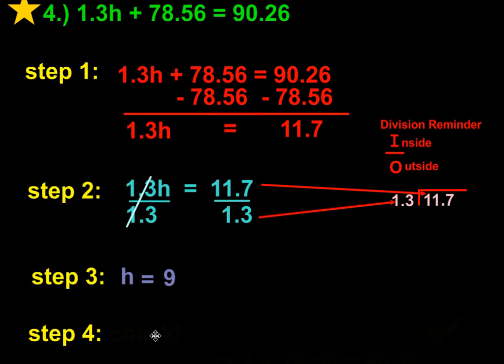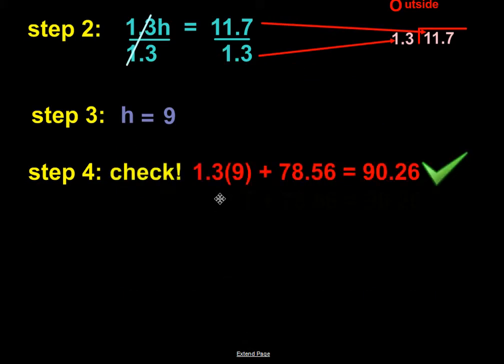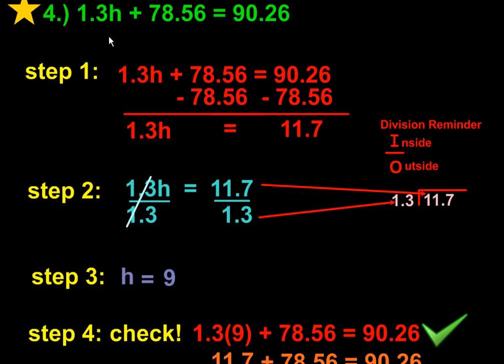And then we have to go ahead and plug 9 in for h when we do our check. So we have 1.3 times 9, which works out to be 11.7. We add that to 78.56, and in fact it does work out to be 90.26. So our check works, which indicates that our answer is correct.